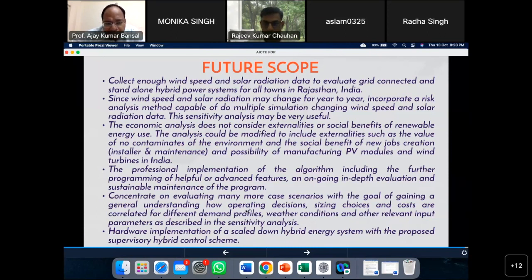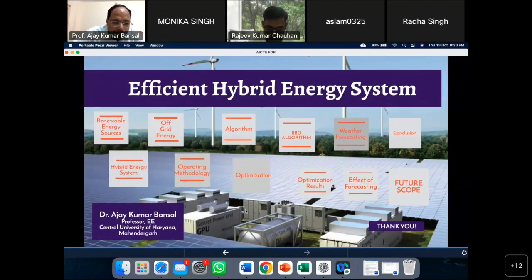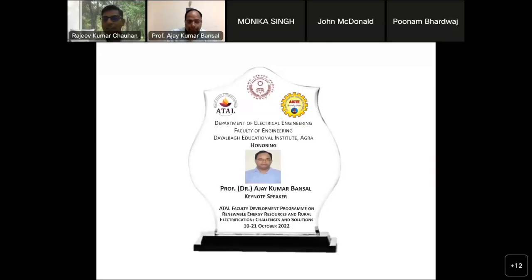There is very little analysis done on the use of forecasted data in hybrid energy system optimization, and that can also be done, and a majority of the work is also required for the hardware implementation of this hybrid energy system. So this is a brief on hybrid energy system optimization and the effect of forecasted data on the hybrid energy system optimization.